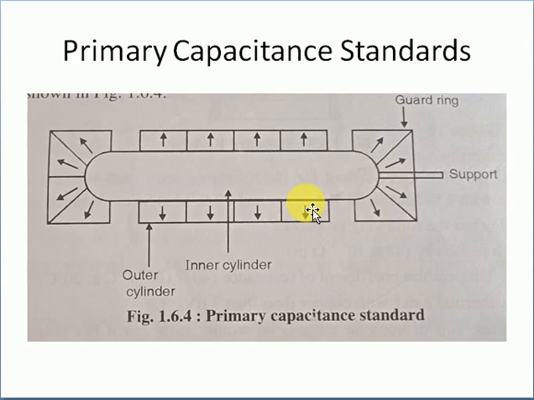These capacitors are used for voltages up to 1500 kV, and their range of capacitance is from 20 to 200 picofarad. Okay, the primary capacitance standard goes up to 1500 kilovolts, and the capacitance range is 20 to 200 picofarad. So this is the primary capacitance standard.